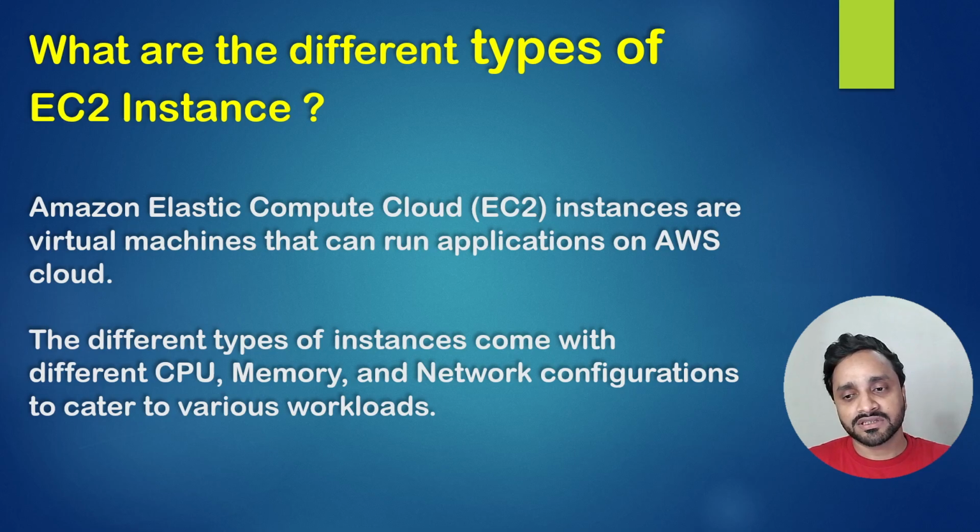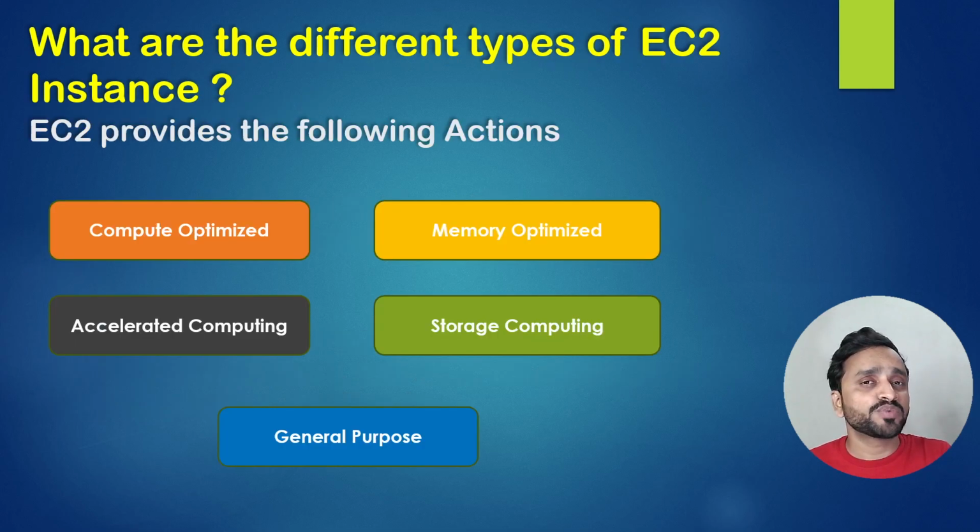The different types of instances come with different CPU, memory, and network configurations to cater to various workloads. Using these instances, we can create a server with our requirements: we can select our CPU size, memory size, and our network configuration. But the most important point, what are the different types of EC2 instances? They are compute optimized, memory optimized, accelerated computing, storage optimized, and general purpose. Means what? In that we can decide what type of size we want while creating a server.